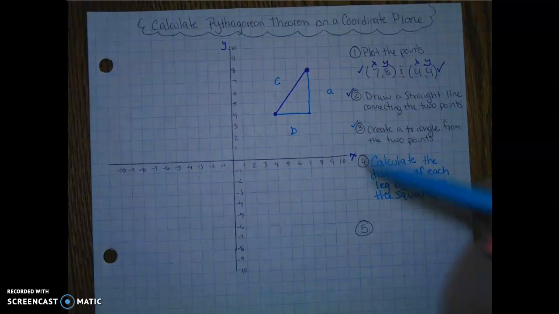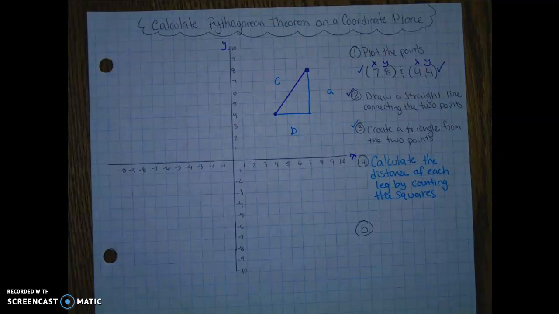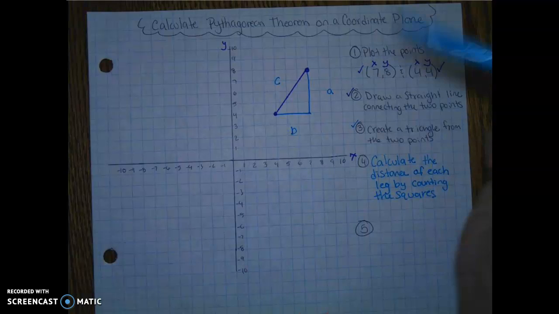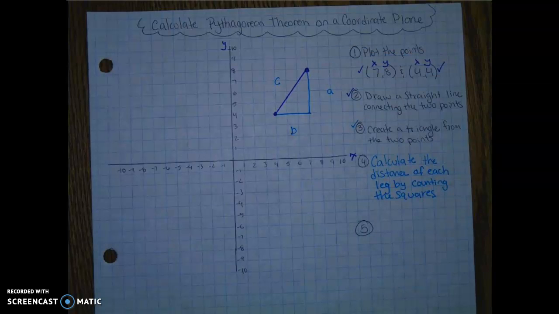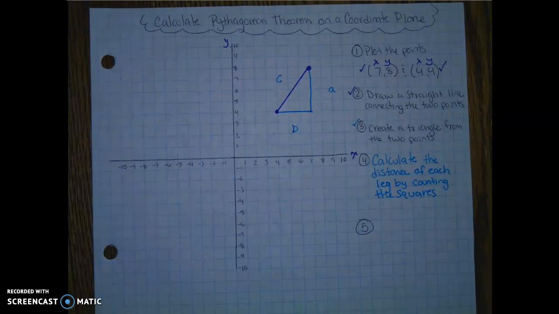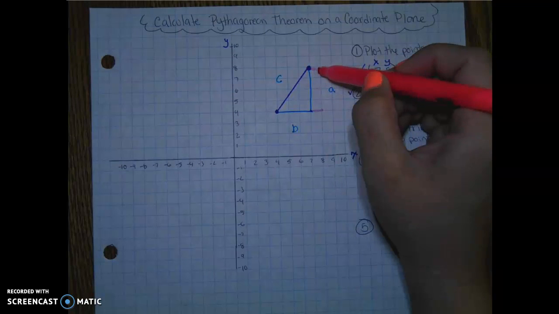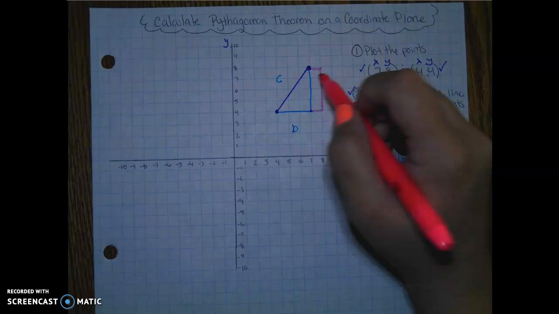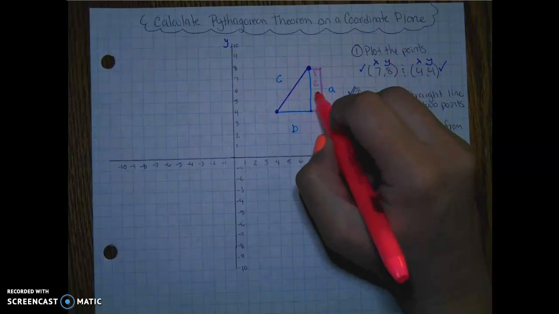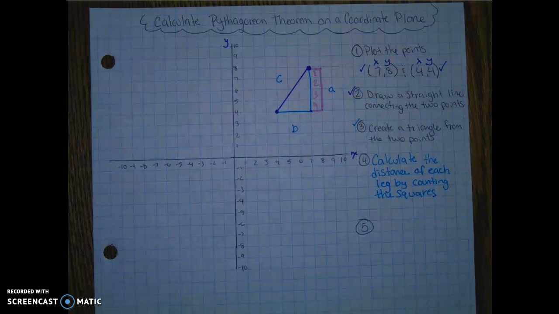To be aware, for step number 4, we have to calculate the distance of each leg by counting the squares. Each time, it might not be counting the x-axis and the y-axis by 1s. They might be counting by 2s, 3s, 5s, 10s, and so on. So I first need to be aware that it is counting by 1s. So what I'm going to do is count the total number of squares lining this side. I can see that this is 1, 2, 3, 4 squares. So I know my A is 4.